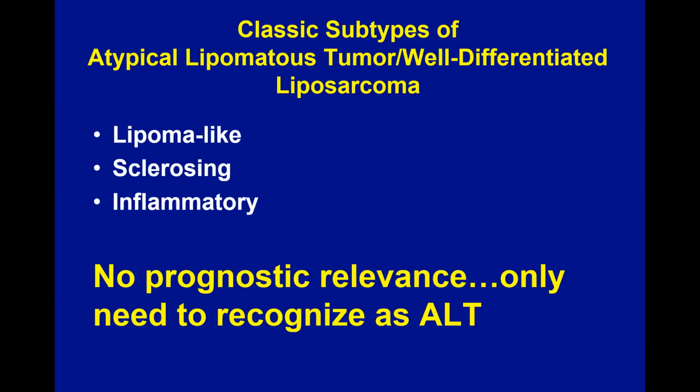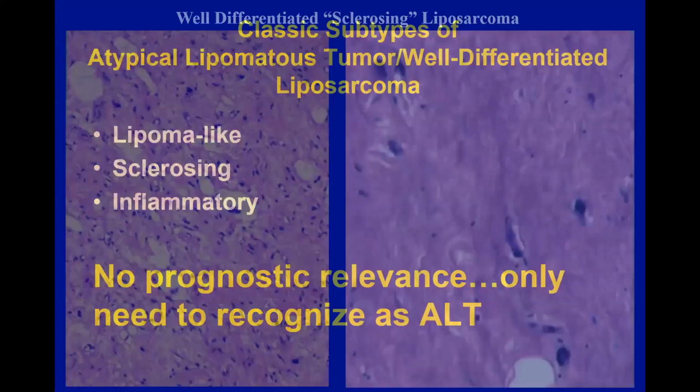Now, it's important to make this point, and that is that there's no prognostic relevance in identifying lipoma-like, sclerosing, or inflammatory. And if you look at enough of these, you'll notice that you may find proportions of any of these subtypes in any given tumor, and the designation is largely based on which one represents the majority of the volume of that tumor. But it has no prognostic relevance at all. The only important point is to recognize it as a low-grade liposarcoma, or ALT, that has the potential to locally recur and de-differentiate.